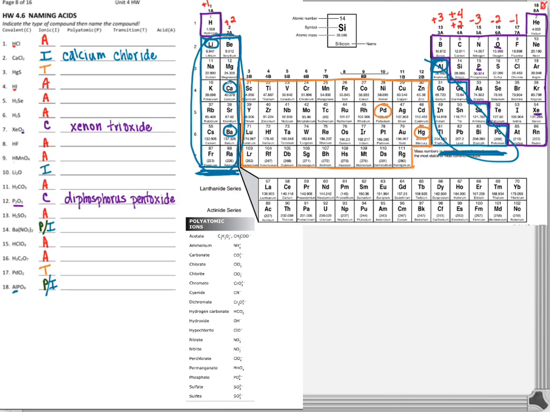All right, my second ionic compound is number 10. So again, my metal is lithium. It doesn't matter how many oxygens I have because all I'm going to use is the root part of that, and the ending is going to change to "ide."